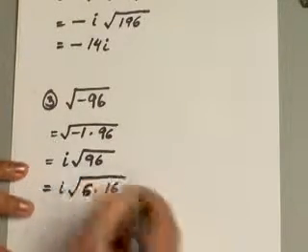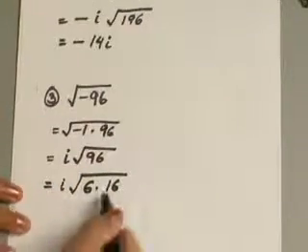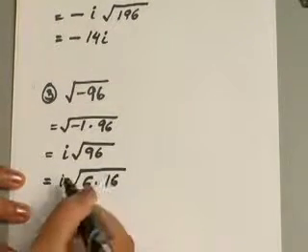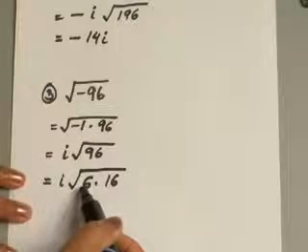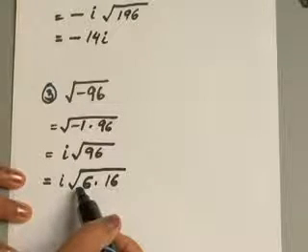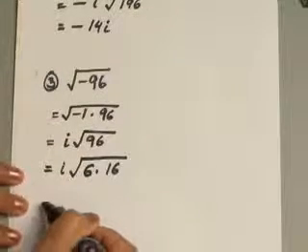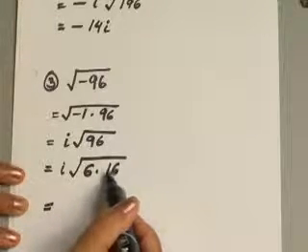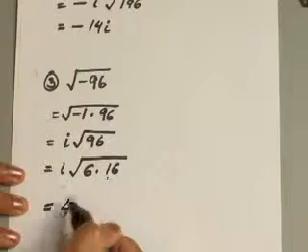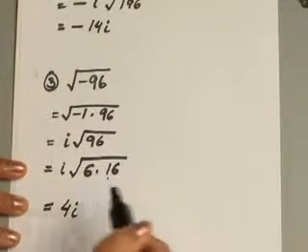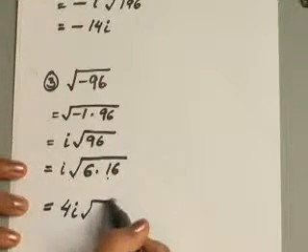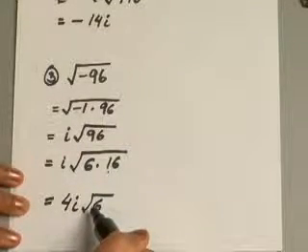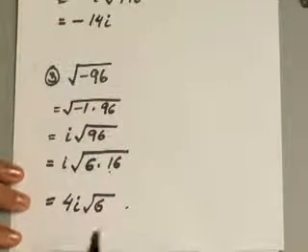16 times 6. Okay, and again, why do we use 16? Because 16 is a perfect square which can come outside of the radical sign, and 6, since it cannot be simplified, will continue to stay inside the radical. So again, the square root of 16 will come outside as 4. You have the number i, and then the square root of 6, since we cannot simplify that any further, will continue to stay inside the radical.